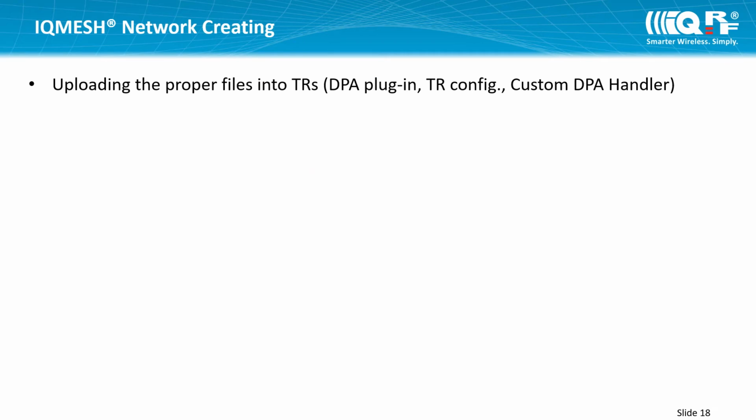How to create the IQMESH network? The first step is uploading proper files into TR modules. It means a DPA plugin with the required functionality, correct TR configuration and optionally a custom DPA handler. In this step we have created a coordinator and some number of nodes.